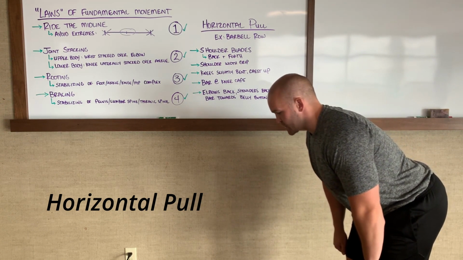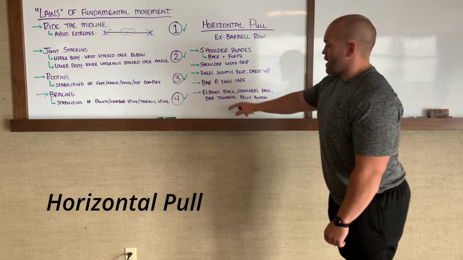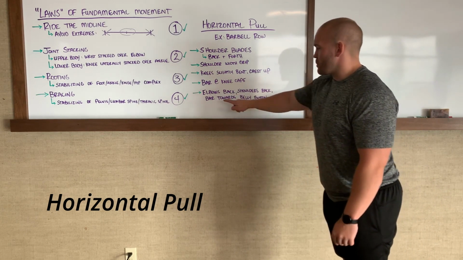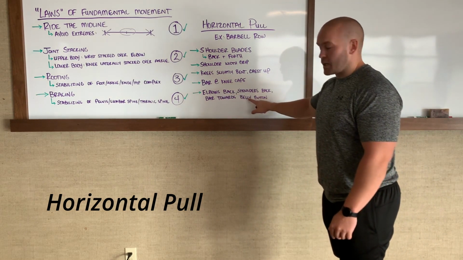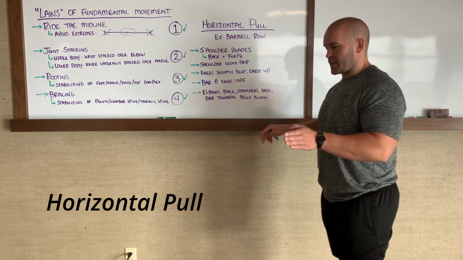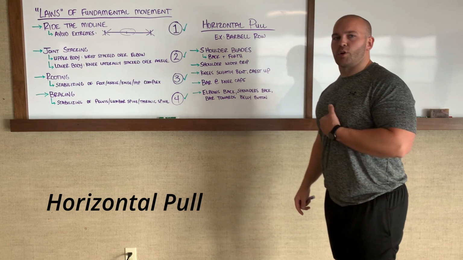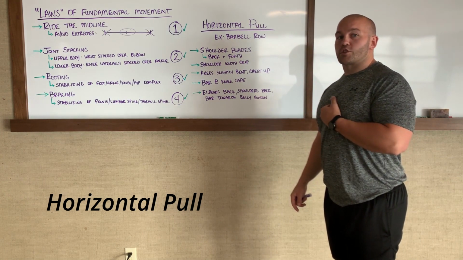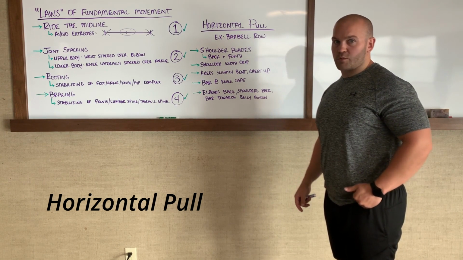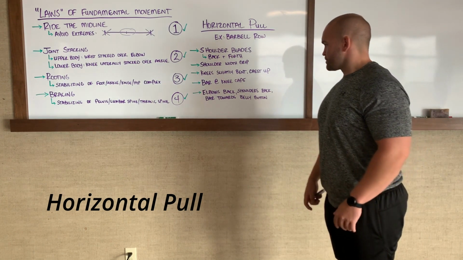So from that position, you want to drive the elbows backwards, the shoulders backwards, and bring the bar towards your belly button. Again, back to the midline thing. If you're a little above or below your belly button, that's fine. Just make sure you're not pulling up towards your sternum, which would be too high, or straight at your hips, which would be too low, right?